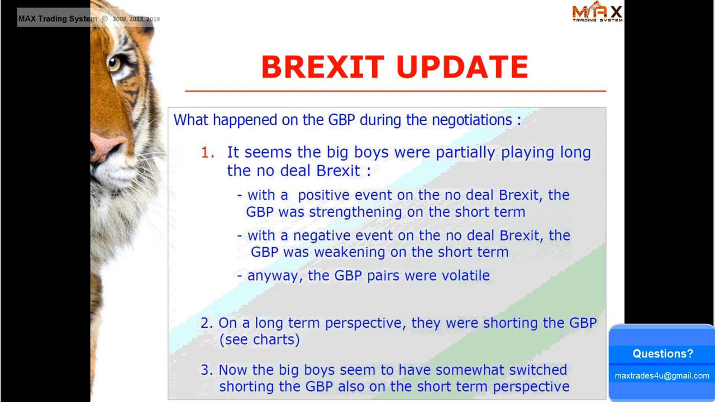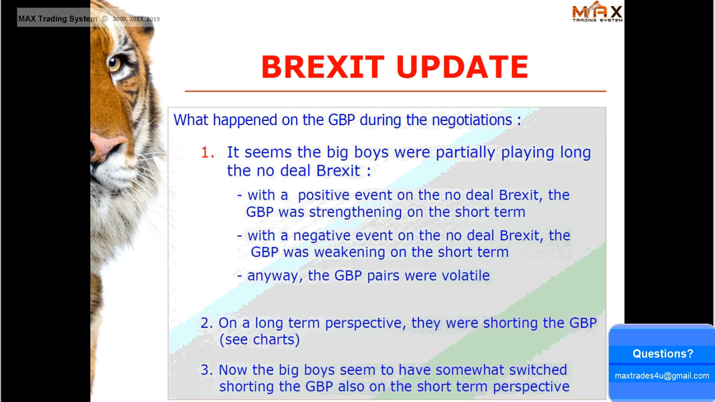But during all that period of the negotiation, despite the fact that it was forecast that the pound should be devalued, the big boys were at least partially playing long the pound with a no-deal Brexit, and we have seen that by simply observing the chart. Whenever we had an event, a news release, a talk or a speech by someone at the European Union or in the UK in favor of a no-deal Brexit, the pound was strengthening in the short-term perspective, for just a few hours or a few days.